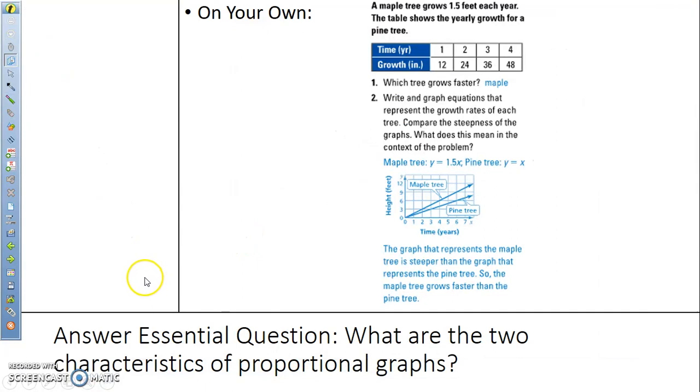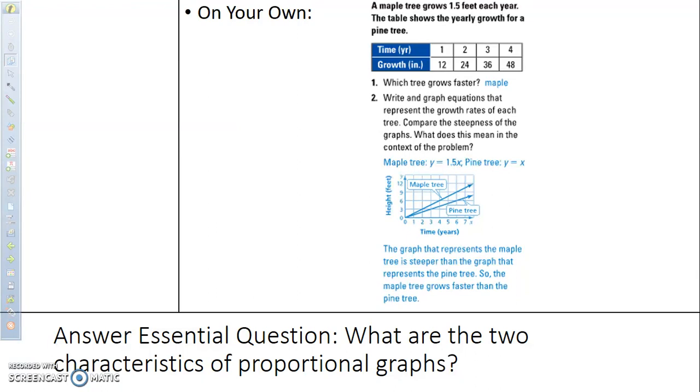Alright, here's what we should have gotten when we graphed them. That maple tree was steeper than that pine tree, so the maple tree grows faster. What do we notice about proportional graphs? Do your best remembrance of last year. Do your best guess, because when you come back tomorrow for notes, I will plainly state what the characteristics of proportional graphs are. So you can go back and check this.